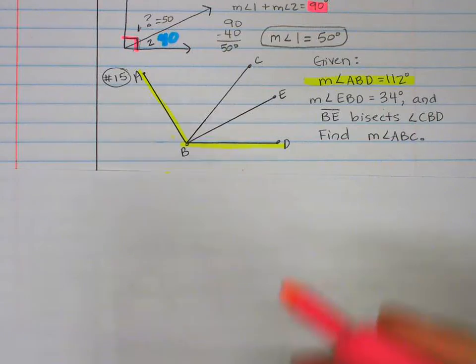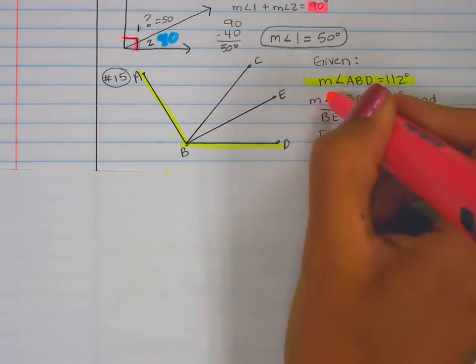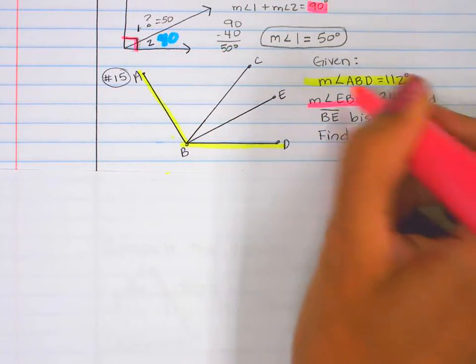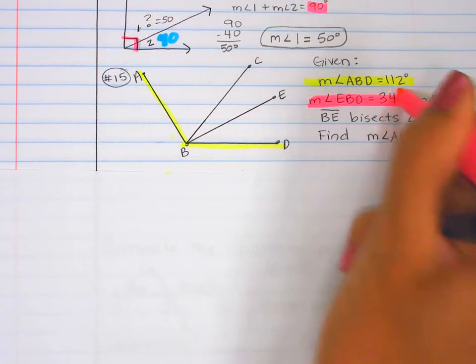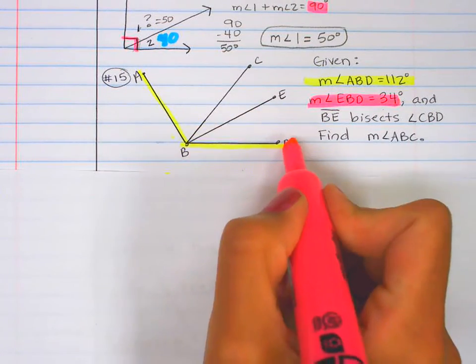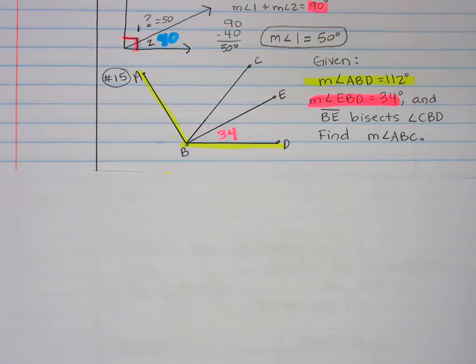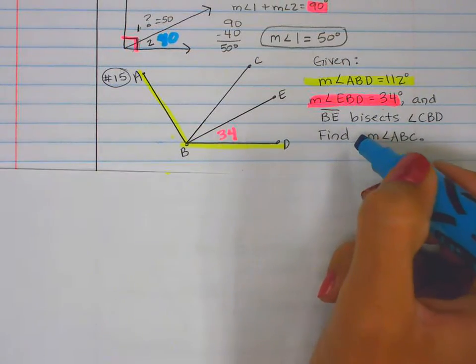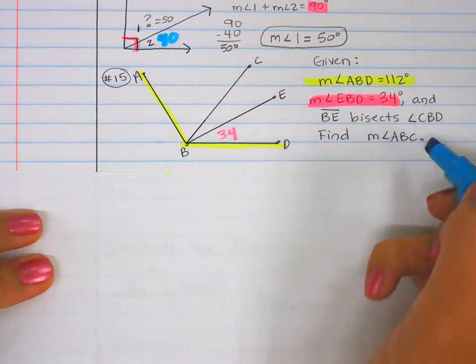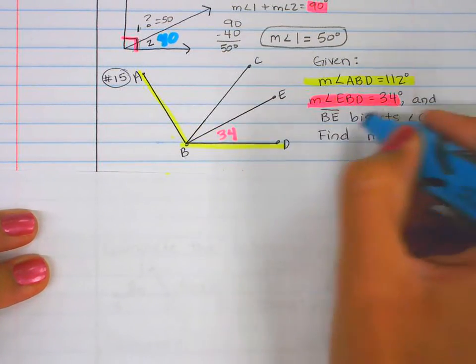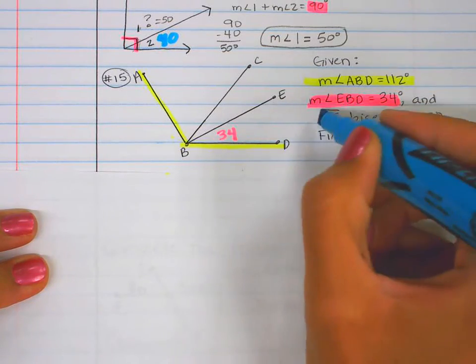Okay, I'm also given that measure of angle EBD is 34. So let's see, EBD. So that's this one. It's 34. I'm showing that I have to look at the given information, I write it on the diagram, and then I'm able to figure it out. Okay, so this is where we're going to use the definitions that we just learned. Segment BE bisects an angle. It is an angle bisector.